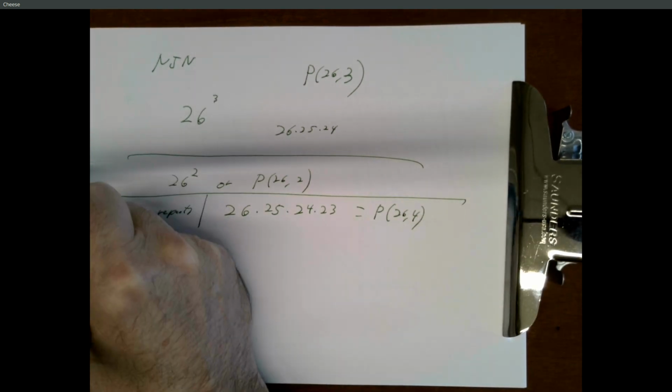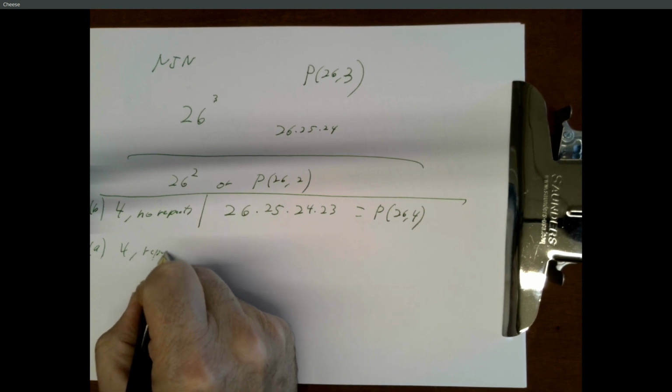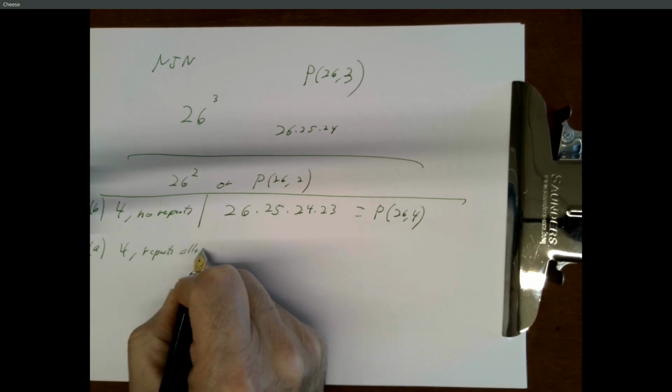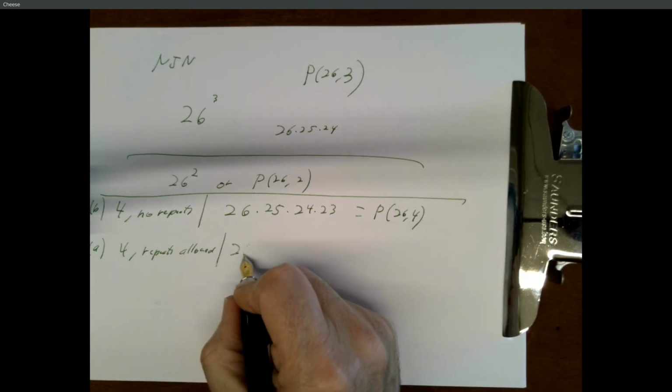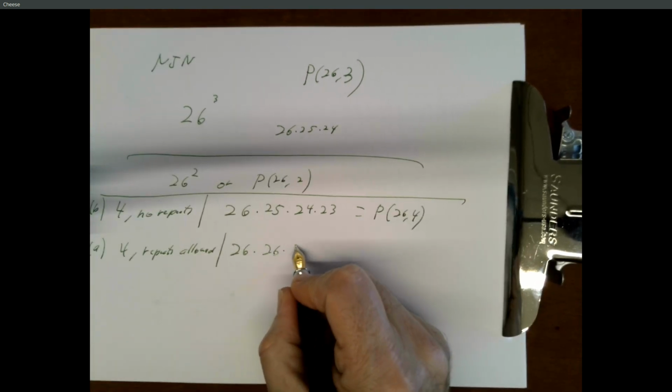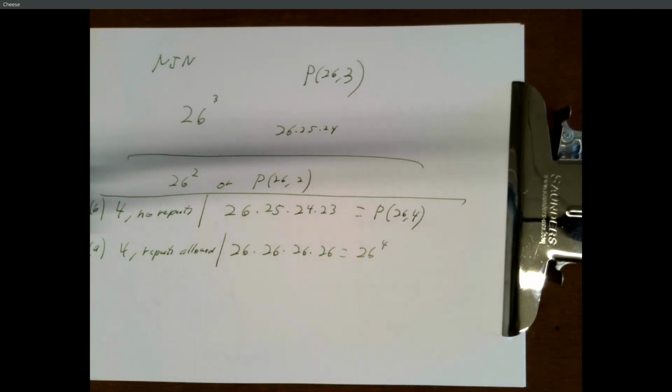That was question B. Question A, repeats allowed. That's like the initial question, right? So that's 26 ways to pick the first, 26 to pick the second, and the third, and the fourth. That's 26 to the fourth. So part A, 26 to the fourth. Part B, 26 times 25 times 24 times 23.